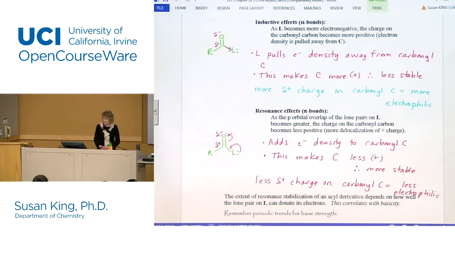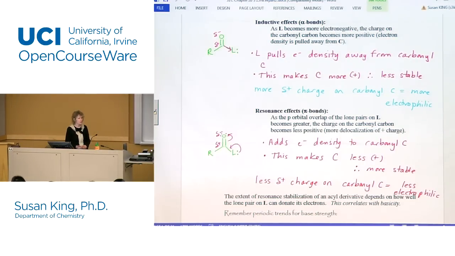Okay. So we have our group L. We're talking about the carbonyl compounds that have group L, so type 2 carbonyl compounds. As L becomes more electronegative, it pulls electron density away from the carbonyl. That makes the carbonyl carbon more positive and therefore more electrophilic.